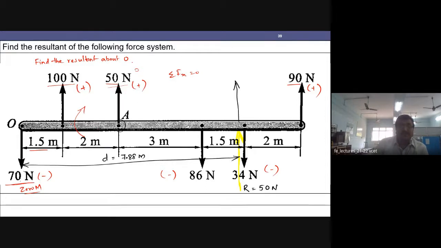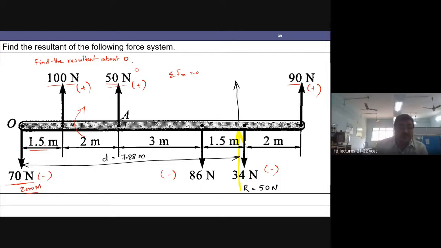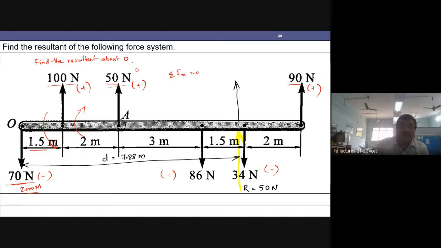Yes, sir, the rotation effect will be like this. So 100 Newton will be causing me a clockwise moment, negative. The 70 Newton about the point will be causing me an anti-clockwise, positive moment. So what will happen? The moment about A and the moment about O will change. The sign convention will change slightly. So that is something that I have to remember and take care of.